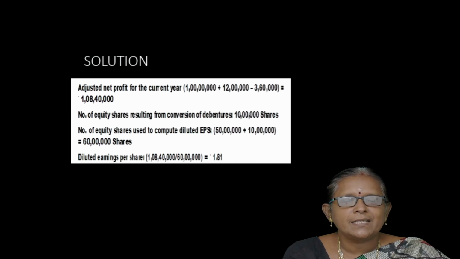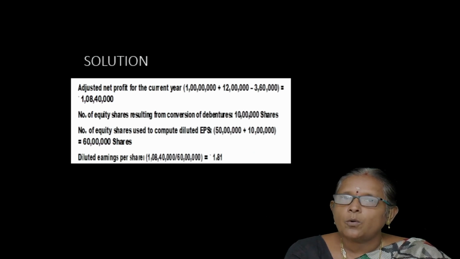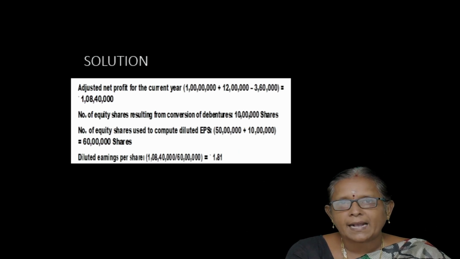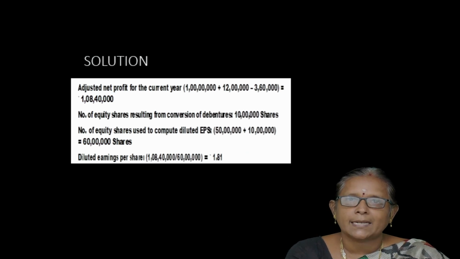Then the number of equity shares we have already calculated. In the outstanding at the beginning, 50 lakh equity shares are there, and now 1 lakh debentures are converted into 10 lakh equity shares. So 50 lakhs plus 10 lakhs, that is 60 lakh shares. Adjusted net profit divided by number of shares: 1 crore 8 lakh 40,000 divided by 60 lakhs is equal to rupees 1.81 per share. This is the way you have to calculate diluted earnings per share.